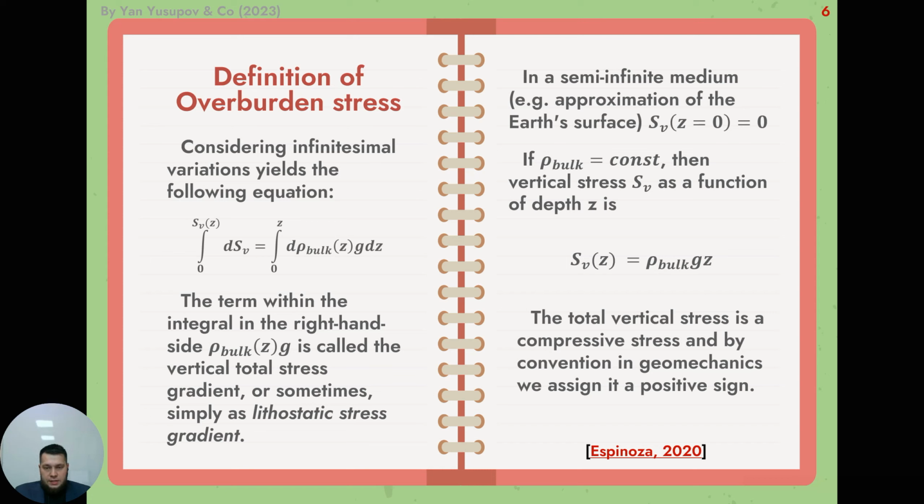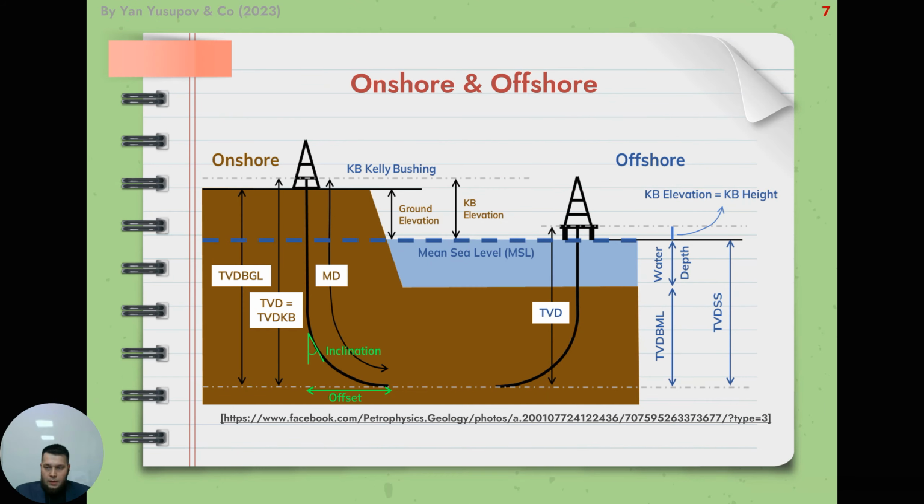If rock density is constant, then vertical stress is a function of depth. This is the product of rock density and true vertical depth Z. That is the principal figure of the definition of depth on offshore and onshore.